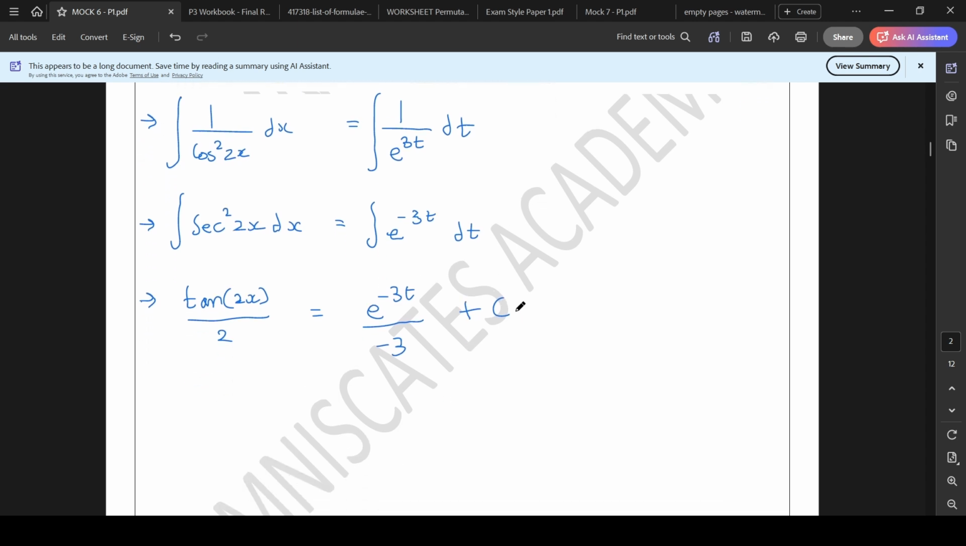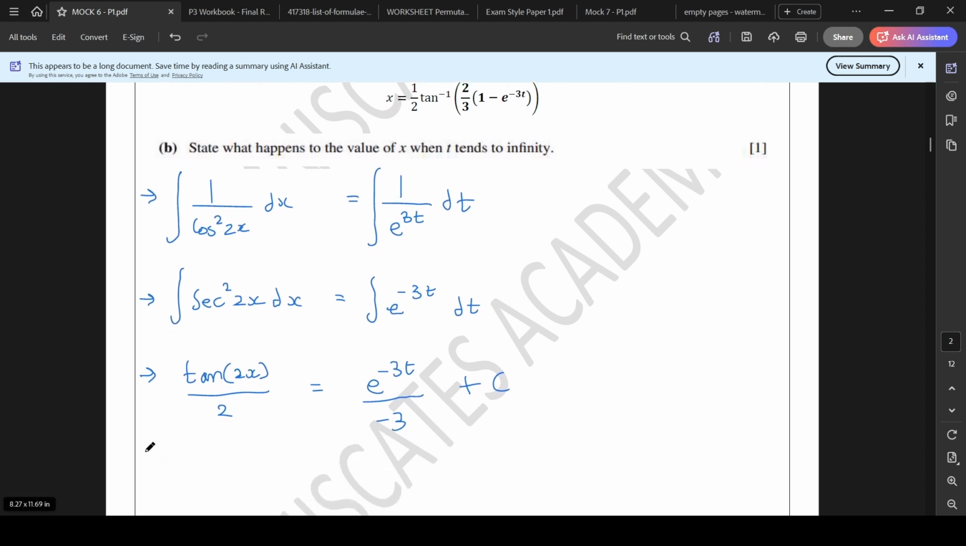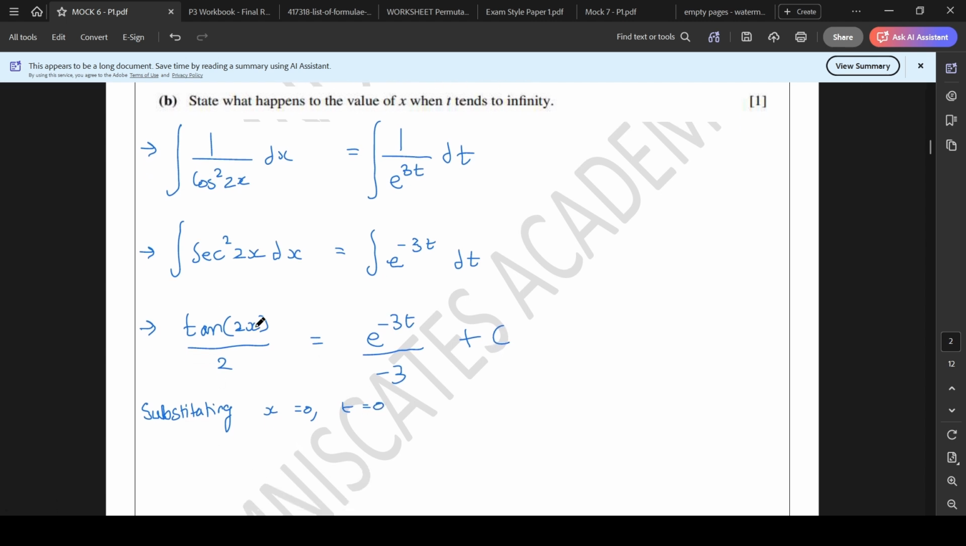Now I can go ahead and find the value of c by substituting the values of x equal to 0 and t equal to 0. So I'm just going to write a statement that substituting x equal to 0, t equal to 0 to find, of course, the value of c. And if I put the value of x equal to 0, tan of 0 will be 0. So this is 0. And over here, anything to the power of 0 is 1. So c will become equal to 1 by 2. So I can just say that c will be equal to e to the power of 0 by 3, that is equal to 1 by 2.